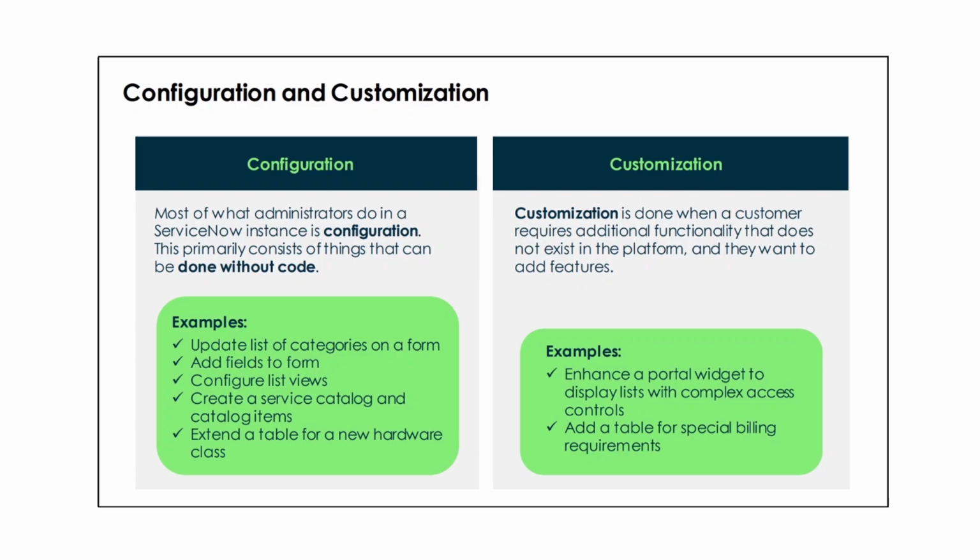We were talking about configuration a lot, and we have done so many configurations like UI policy and business rules. You can see most of what administrators like us do in a ServiceNow instance is configuration. This primarily consists of things that can be done without code. In the full CSA course, as I have told you, you don't need to understand anything about code anywhere, but for the development part, you need to understand coding and scripting. So you see: updating the list of categories on a form, adding fields to a form, configuring list views, service catalog items. All of these things we have done, and these are all examples of configuration.